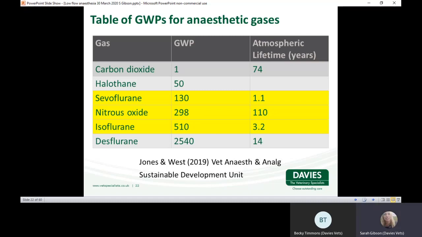This makes the point that although we don't produce relatively that much volume from anaesthetic gases, they are still really potent greenhouse gases because of the wavelength of infrared radiation they absorb. Nitrous oxide also hangs around in the atmosphere for 110 years. That's the atmospheric lifetime. And because of this, we've stopped using and recommend not using nitrous oxide in veterinary anaesthesia.